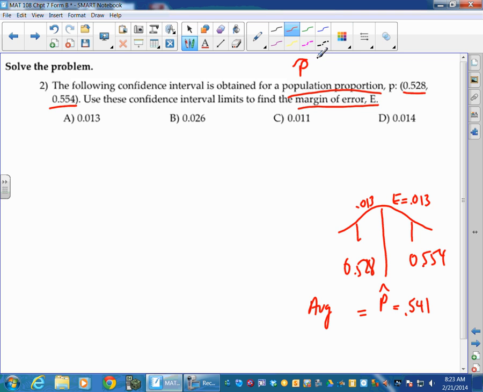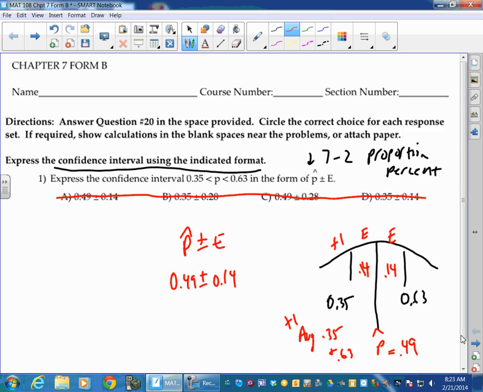Okay. So here's your work. You took the average to find this. You took 0.5. I don't like that. You took 0.541 and took 0.554 minus that to find the error. So the error equals 0.013. Okay? Questions on that? Anybody get anything different? If you have questions, now's the time to ask and not on Tuesday. Okay? Moving on. Number 3.